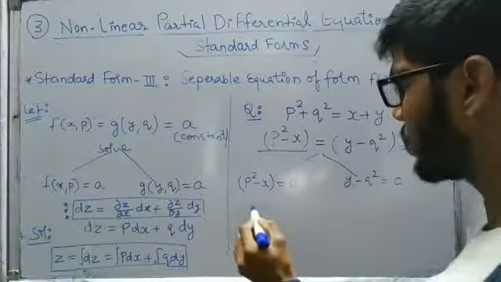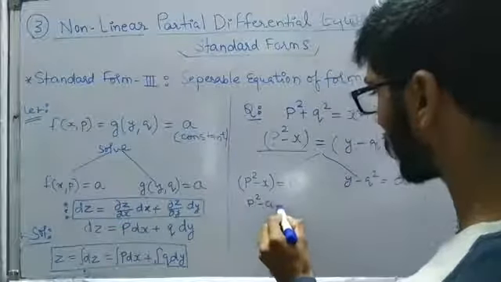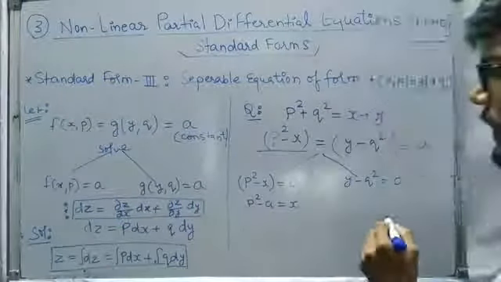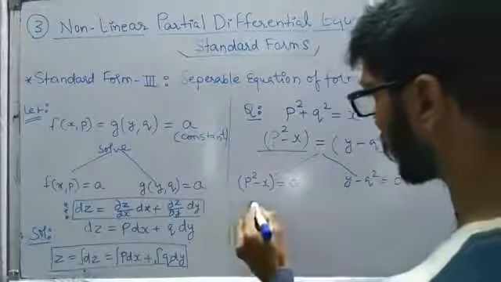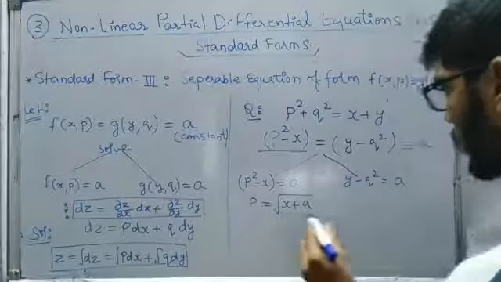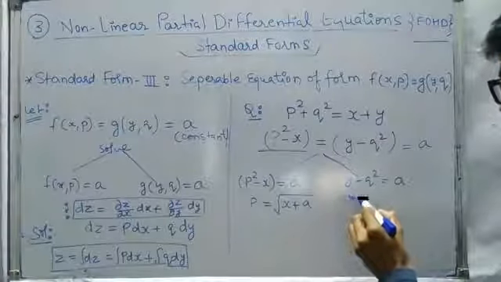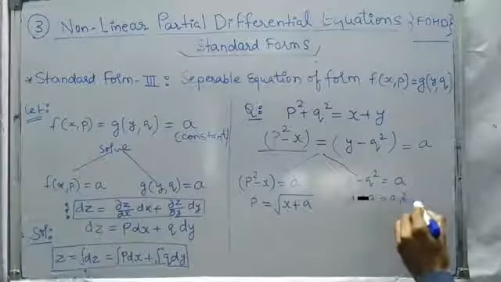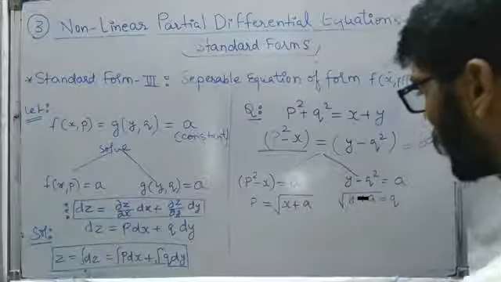So from here we have p square minus a is equal to x, and we have to calculate p. So p is nothing but the square root of x plus a, and from here we have y plus a is q square, so if we remove the square we get q is equal to root over y plus a.